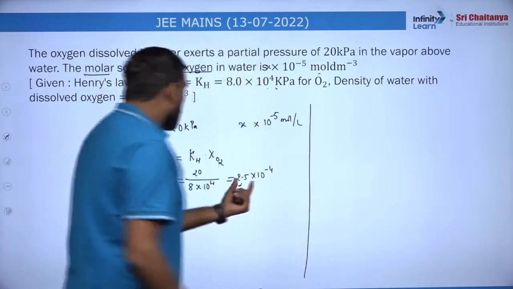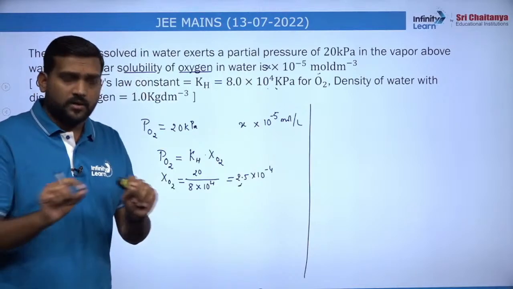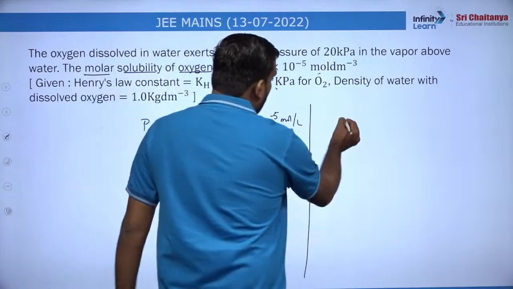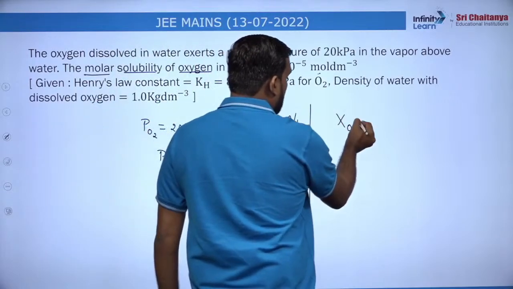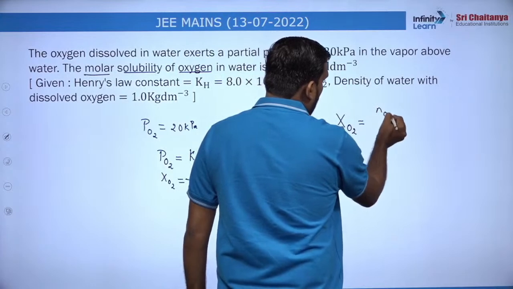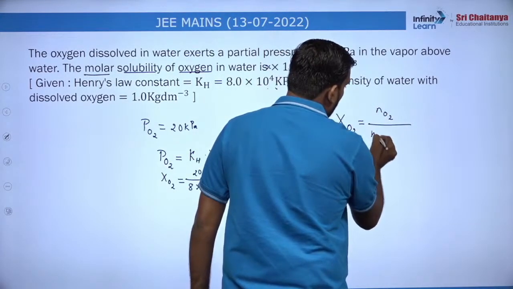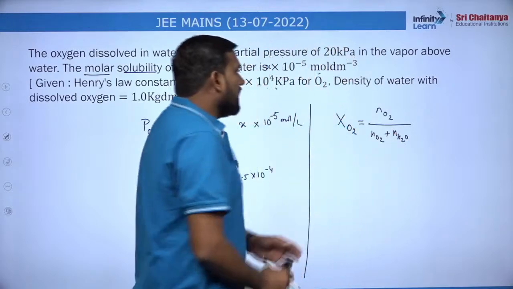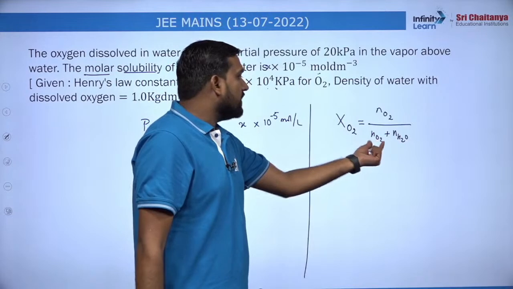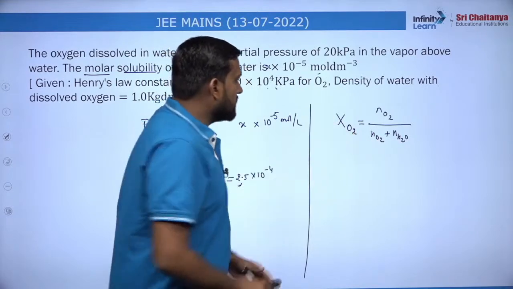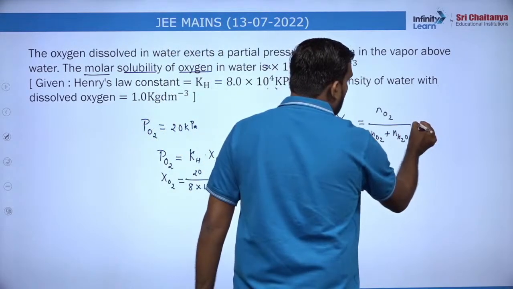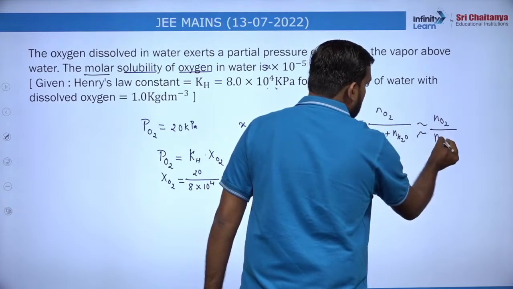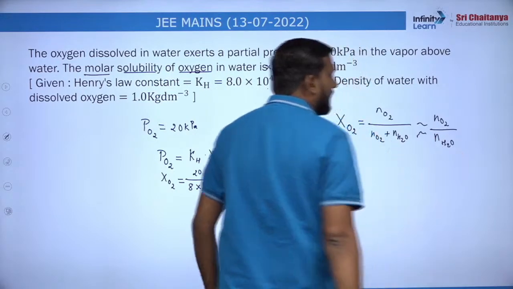So if you look into the mole fraction of oxygen, it's very small, 2.5 into 10 to the power minus 4. So if I write down that x of O2 is equal to basically moles of O2 upon the moles of O2 plus the moles of water, I can easily ignore the moles of oxygen because of the very small value of mole fraction of oxygen. So I can assume that this will be approximately equal to n of O2 upon n of H2O. This will ease our calculation, nothing else.